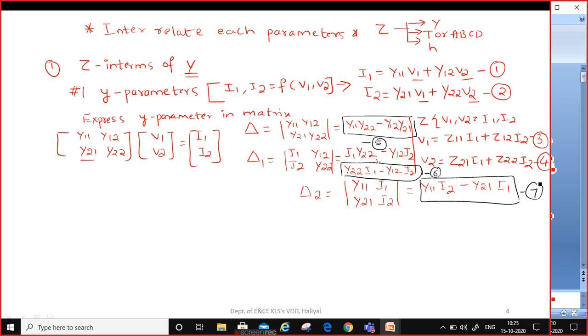So you have seven equations in front of you. Can you find v1? Yes, am I audible? Yes. One of you can tell me what should be the approach to evaluate v1, because we want the things in terms of v1 and v2, so that you will get the definition of z11 in terms of y parameters.